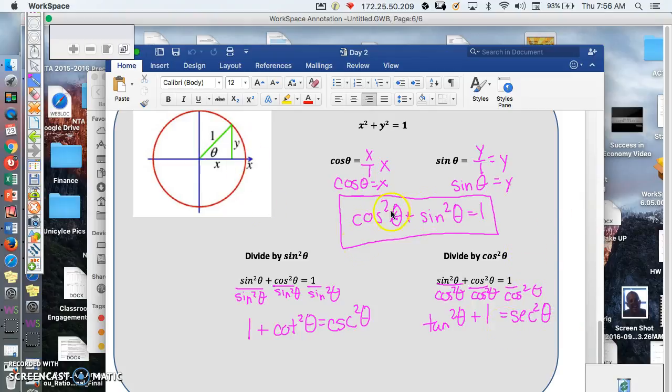And then it's important to know we can move them around too. For example, if we wanted to solve for cosine squared, I could subtract it, and I could say sine squared of theta equals 1 minus the cosine squared. Or I could say the cosine squared of theta equals 1 minus the sine squared.